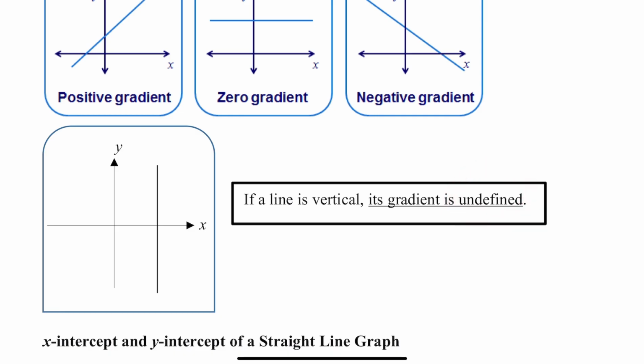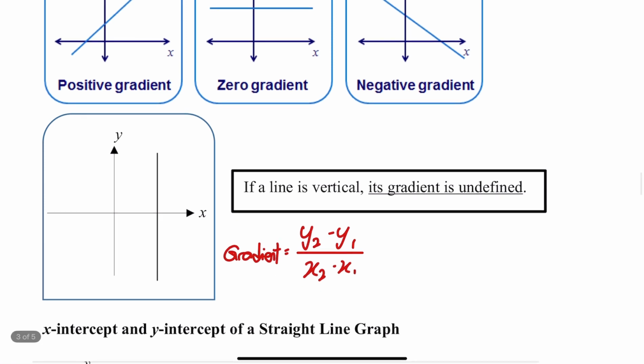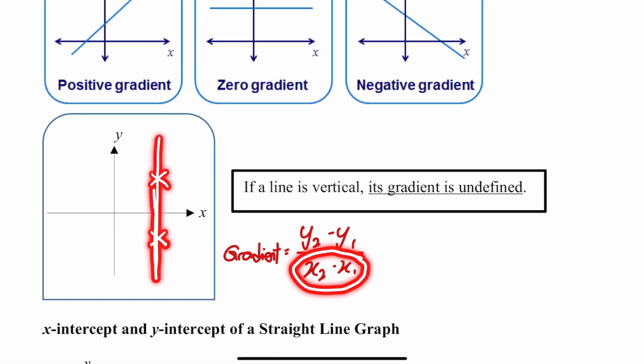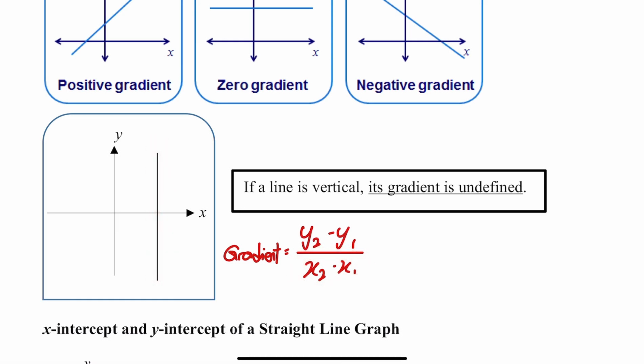If you were to take y2 minus y1 over x2 minus x1, remember this is the formula for gradient. Gradient is given by this formula over here. If the gradient is undefined, it means that if I consider any 2 points on this line, the x2 minus x1 is the same, because it has the same x value on your x-axis. This denominator is equal to 0. That is why the gradient is undefined.